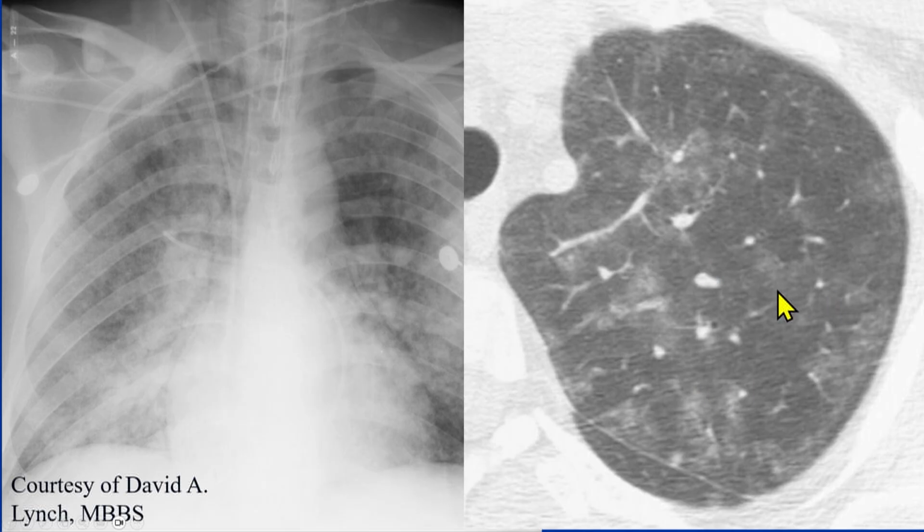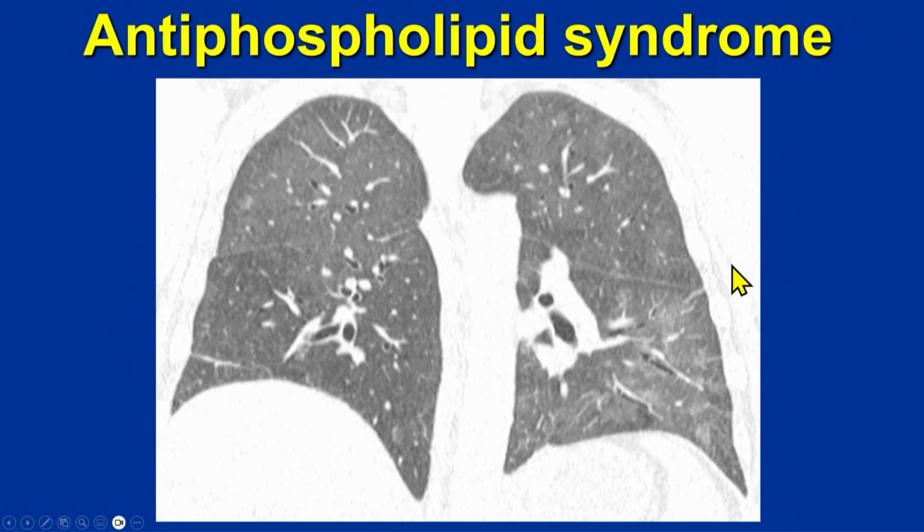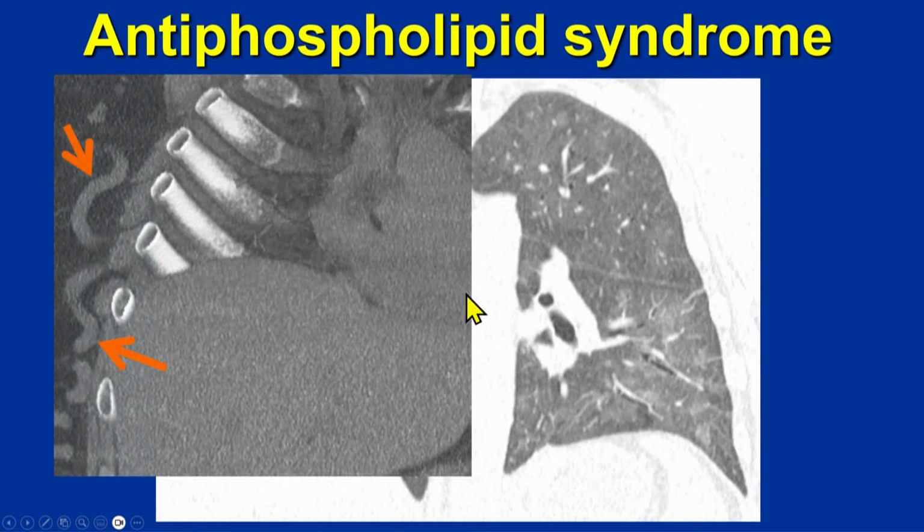Ground glass opacity, this patient had pulmonary hemorrhage on lavage. So lupus also is associated with that. This patient with antiphospholipid antibody syndrome, which is associated with lupus, had diffuse ground glass opacity throughout the lungs, clearly pulmonary hemorrhage, but then also had a hypercoagulable state.